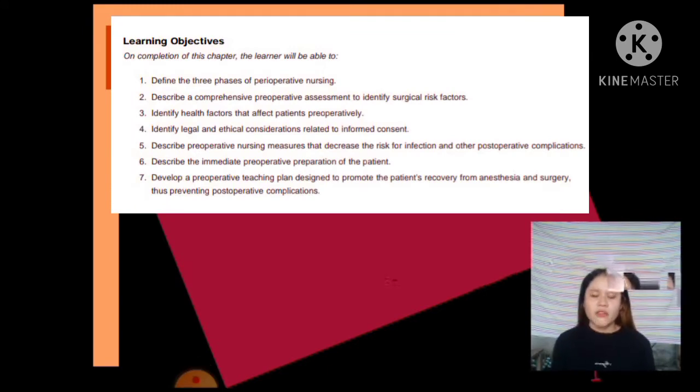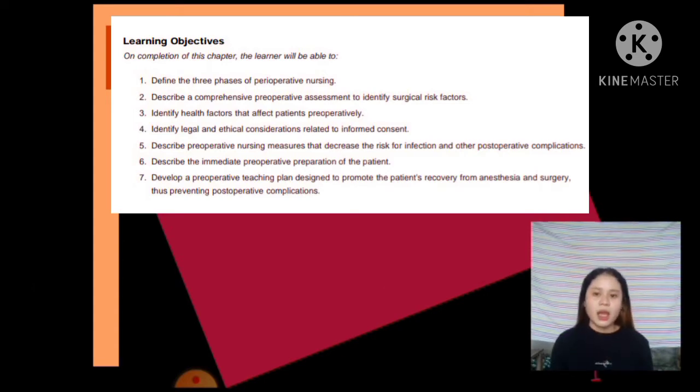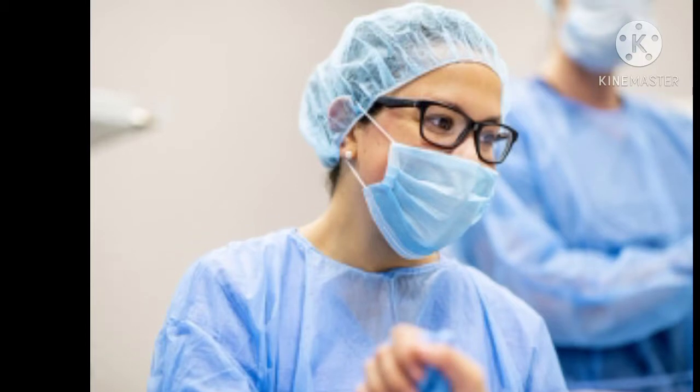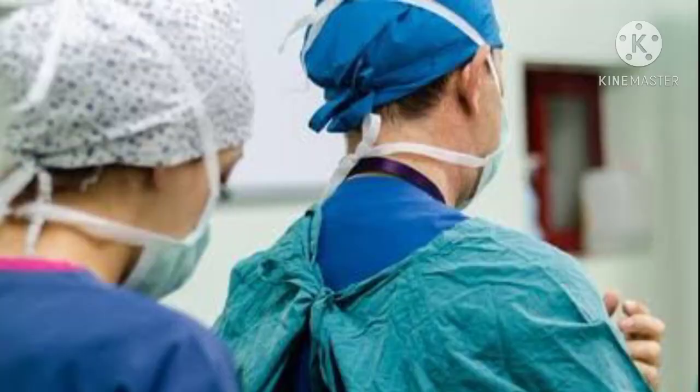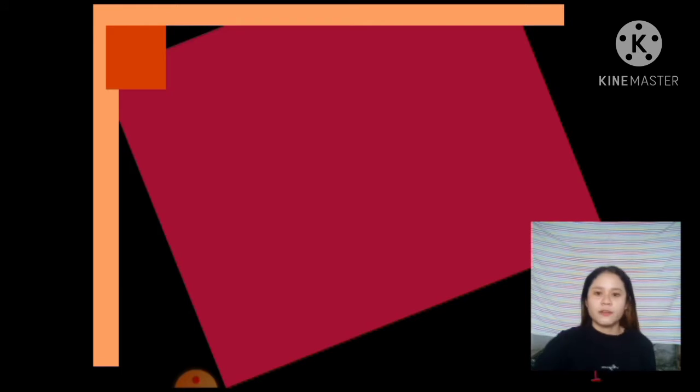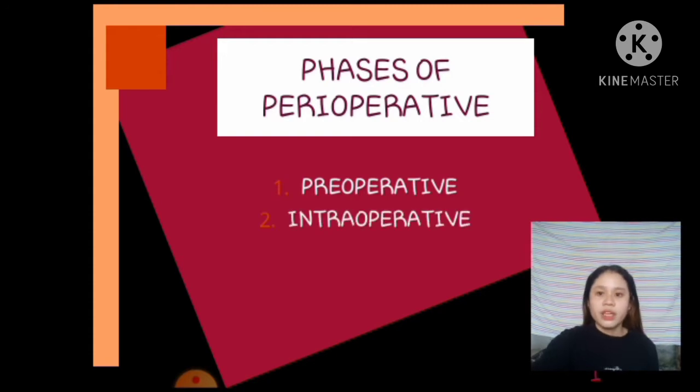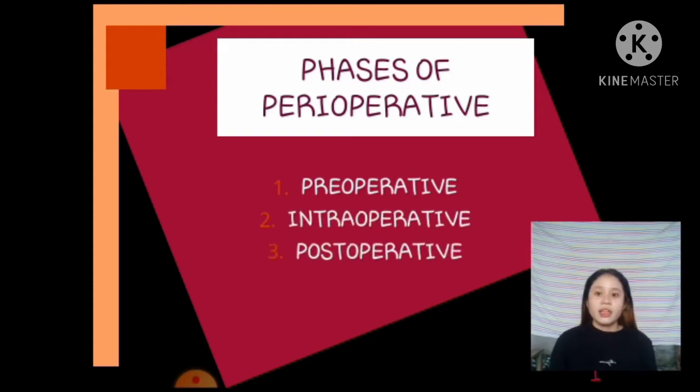So let's start with perioperative. Perioperative used to encompass all three phases. Perioperative nursing provides nursing care before, during, and after the operation. The three phases of perioperative are preoperative, intraoperative, and postoperative.